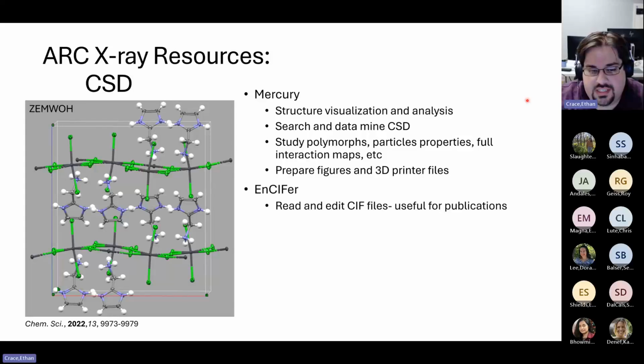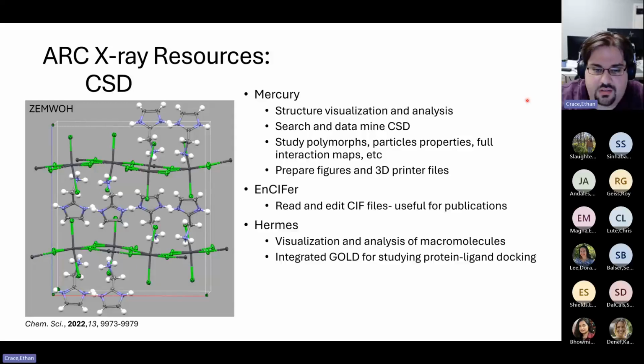Other programs are things like Encifer, which lets you open up CIFs and edit them, which is mostly useful if you're preparing a publication or need to extract any information out of a CIF.